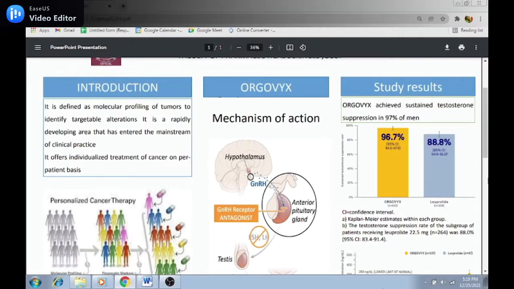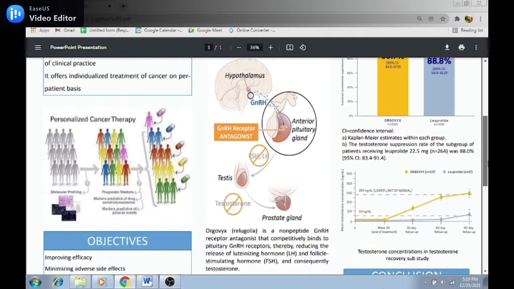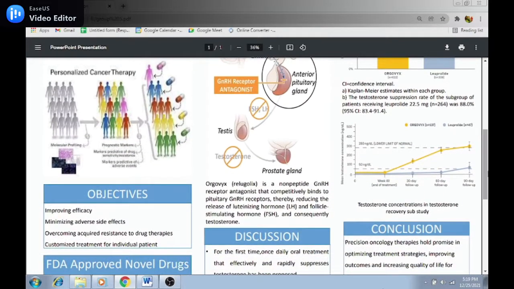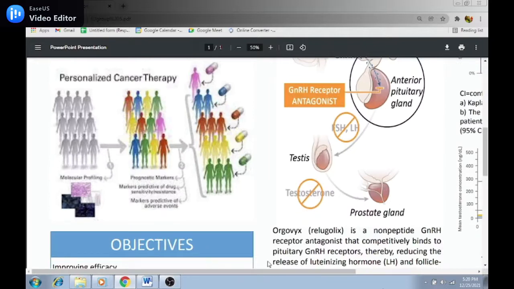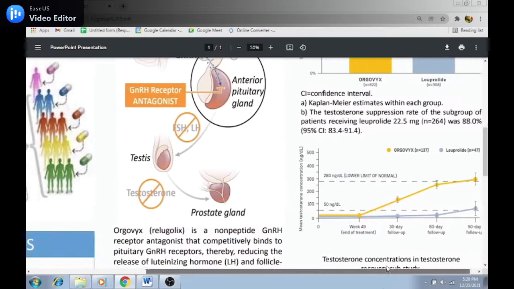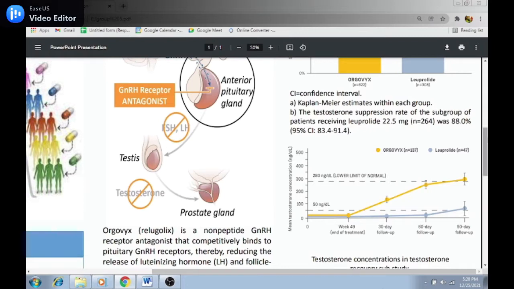In this graph, after the end of treatment at 49 weeks, we conducted a follow-up for 90 days, where we studied the testosterone concentration recovery in the patients. It can be seen that in the case of Orgovyx, the testosterone came back to its normal level, which is 220 nanograms per deciliter, but in the case of Leuprolide, it didn't achieve the normal level.